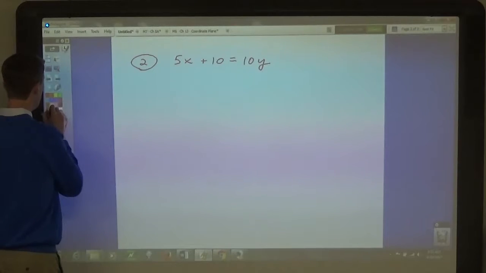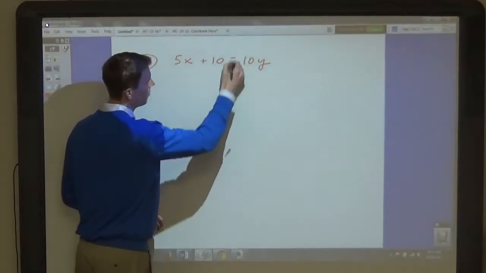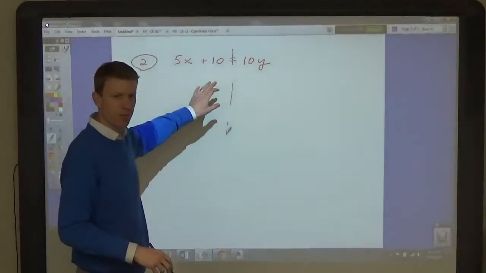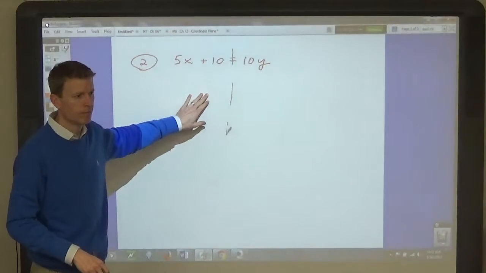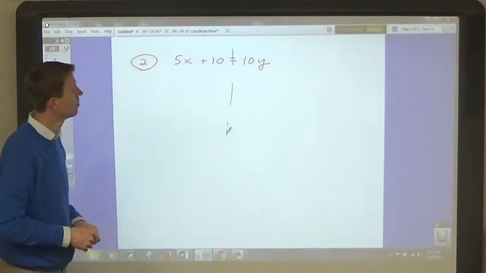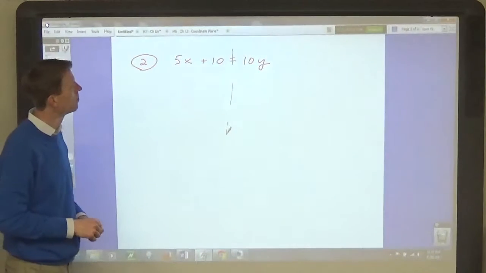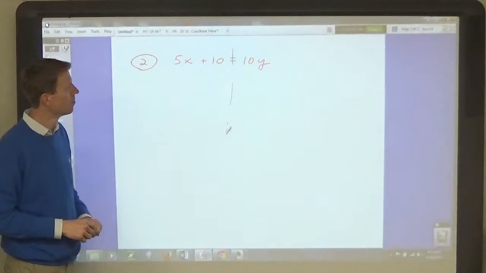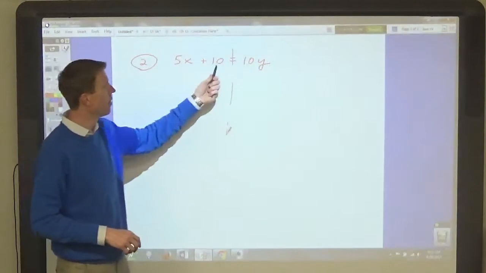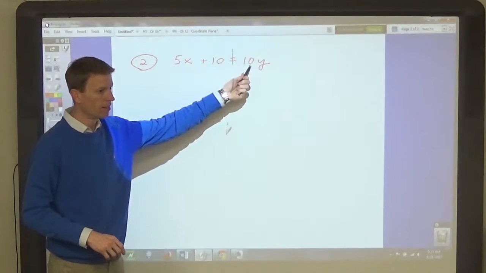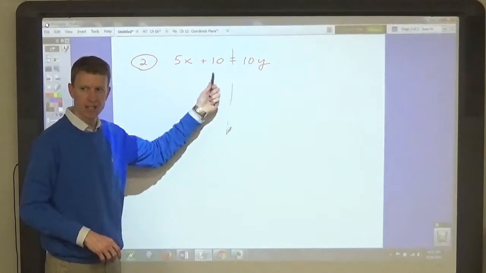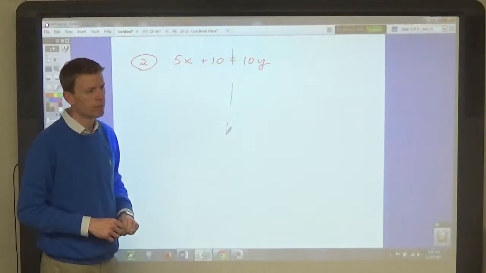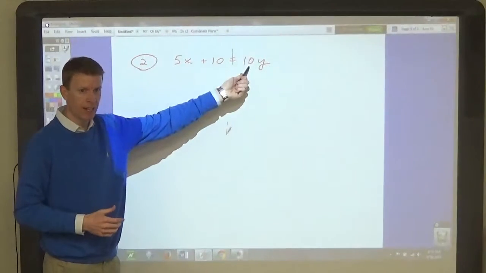Now, just in looking at this, how does this one look different? What's different about this equation? Roy? The y and the 10y and the 10 are like terms. No, they're not like terms. This one is y's. That one's just a number. What about the sides? Daria? The y is on the opposite side. Okay, the y is on the right side.